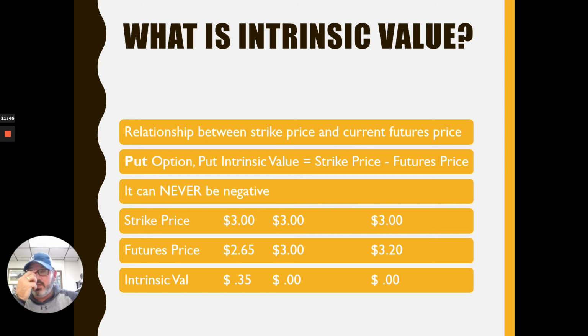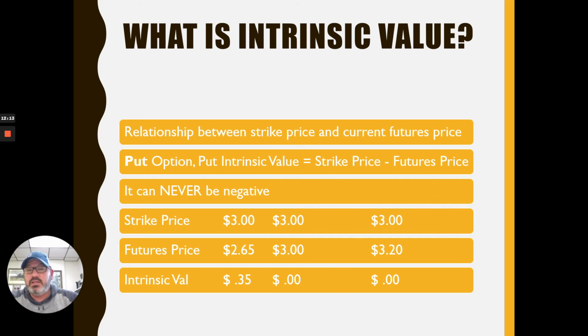So if we look at a put option, put options and call options are going to be calculated a little bit differently in terms of intrinsic value. So a put intrinsic value is the strike price minus the futures price. And it can never be a negative number. So in the first example here, if we look at the strike price of $3, a futures price of $2.65, that intrinsic value is 35 cents a bushel.